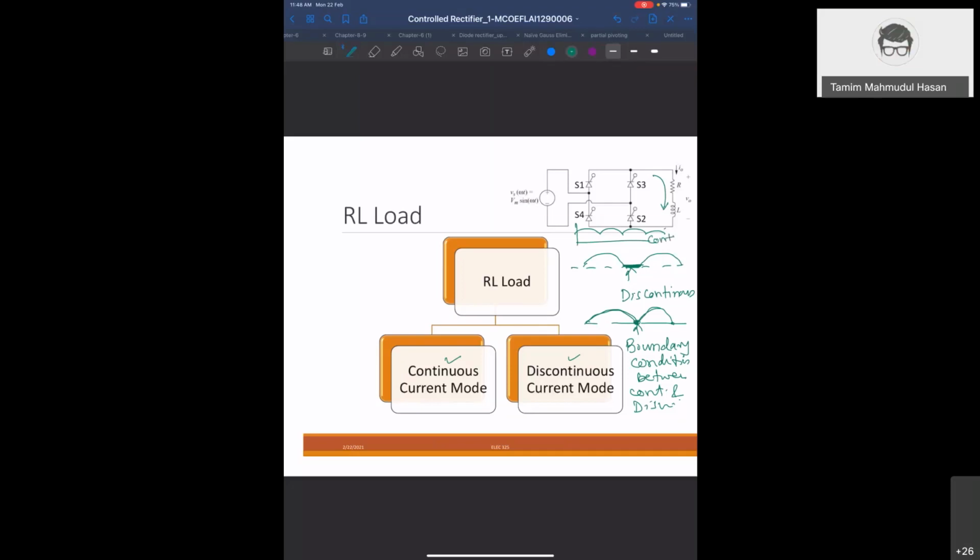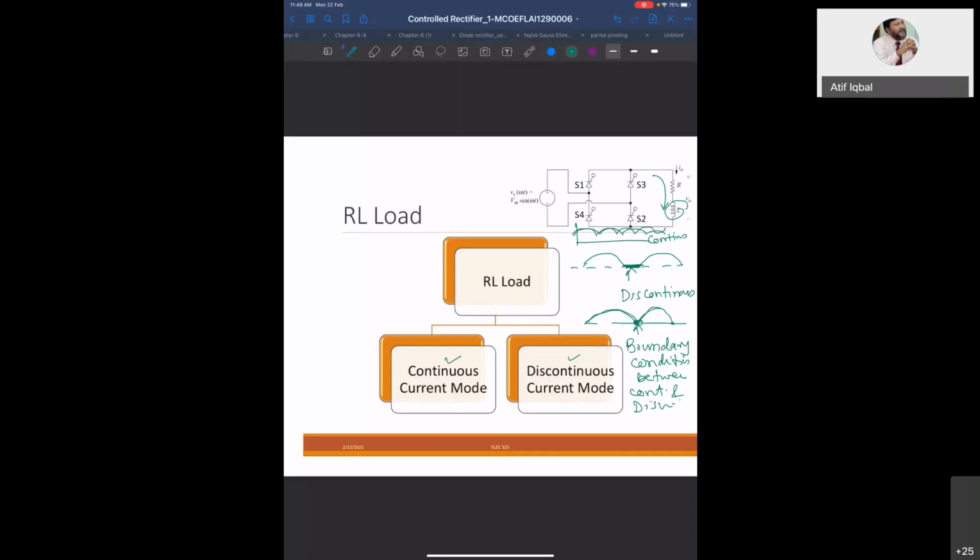Yes, Doctor. Okay. We will see that we will have the discontinuous mode and also the continuous mode. We also have to find out the boundary condition. What should be the value of inductance, so that above this inductance value it goes continuous and below this inductance value it goes discontinuous. If the inductor value is very low, then it will have some discontinuity, because it will behave mostly like a resistive load. But if you have high inductance, then it will always have continuous current.